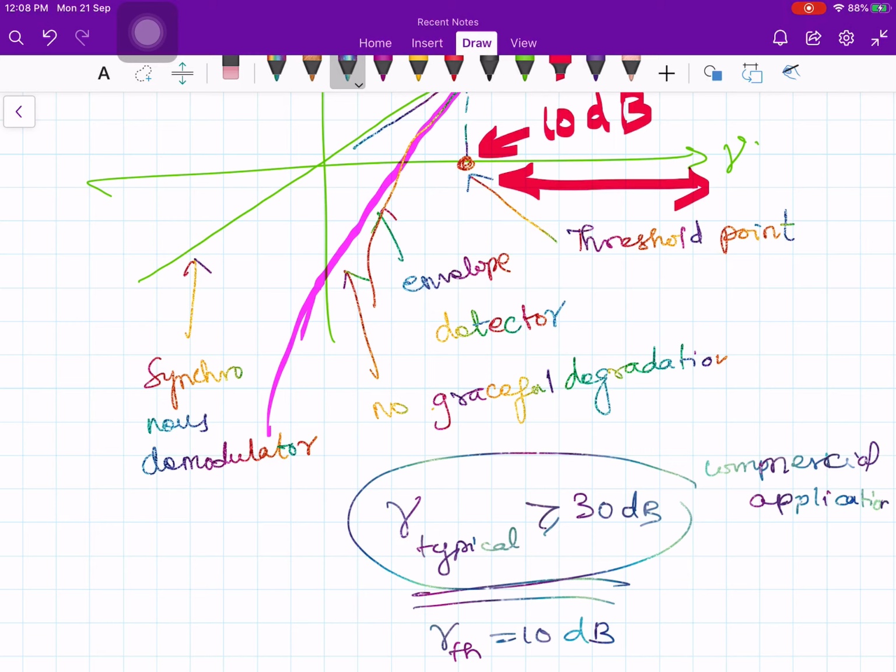Since the typical values are much larger than the threshold value, we never see the threshold effect in typical AM radio receivers and AM demodulators, because you are typically operating at input SNRs which are much larger than the threshold value. The threshold value is roughly around 10 dB, but in commercial applications your input SNR will be around 30 dB. So the threshold effect never occurs in an AM system.